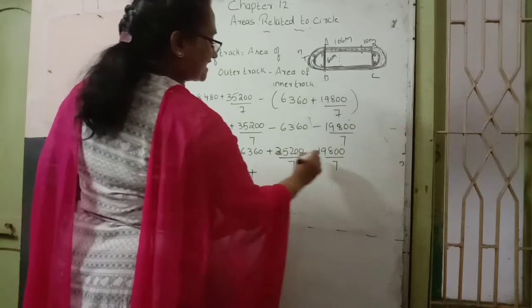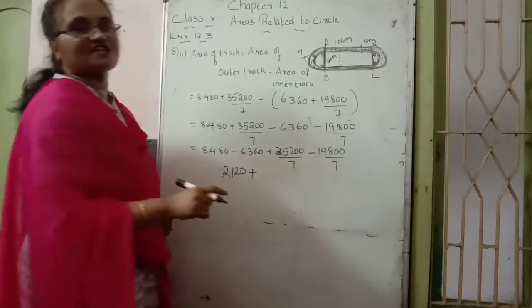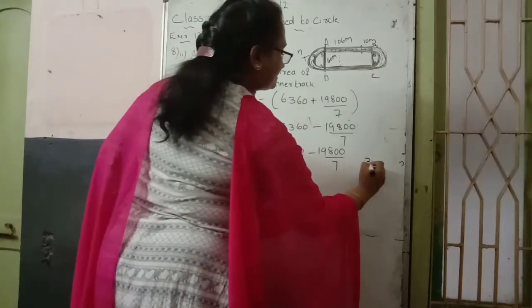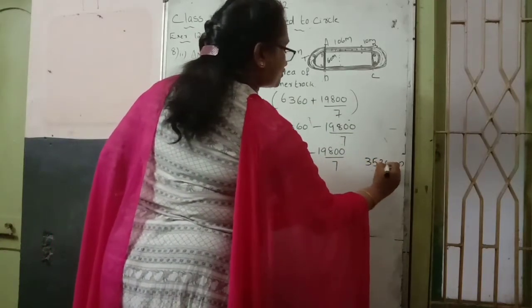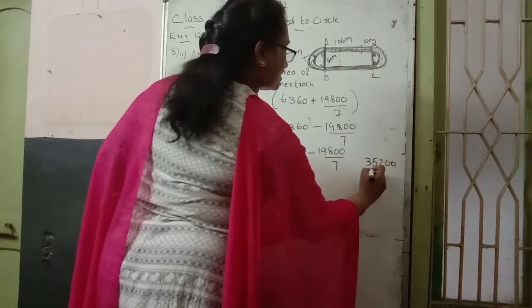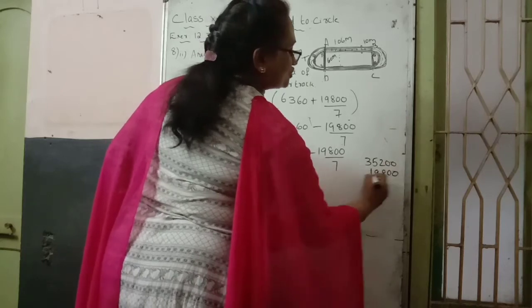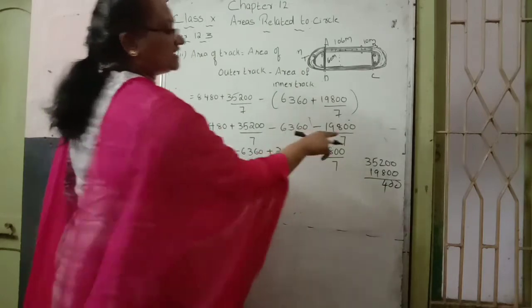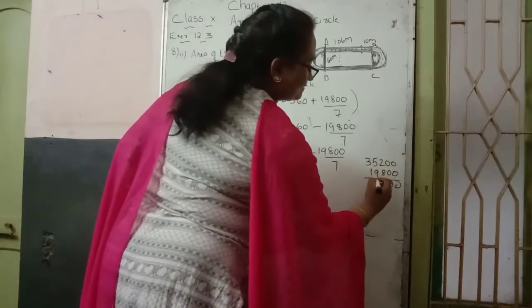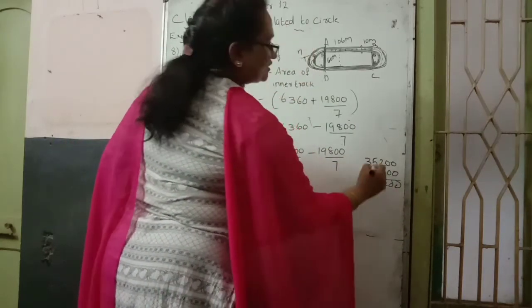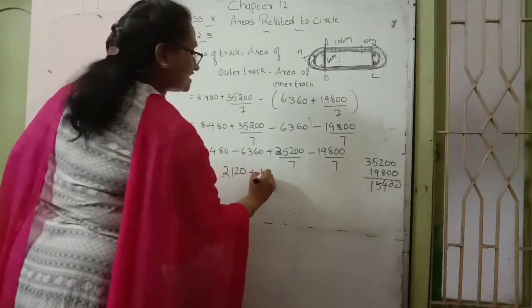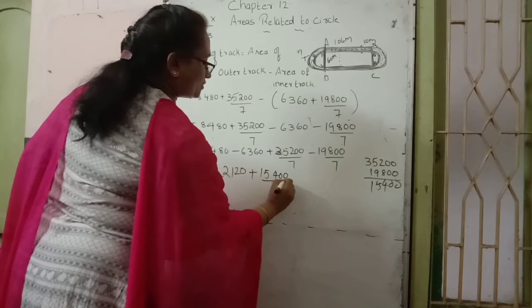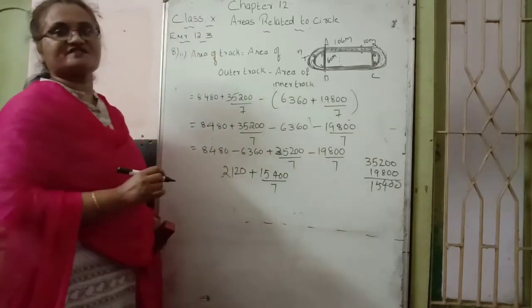Here also we do subtraction. The numerators have the same denominator, so the numerators are subtracted: 35,200 minus 19,800. Subtracting, 12 minus 8 becomes 4, 14 minus 9 becomes 5, and we get 15,400. But the denominator has no change, 7 stays as the denominator.